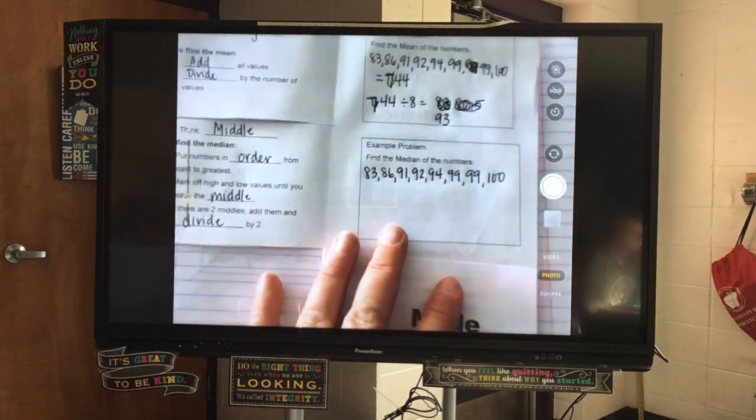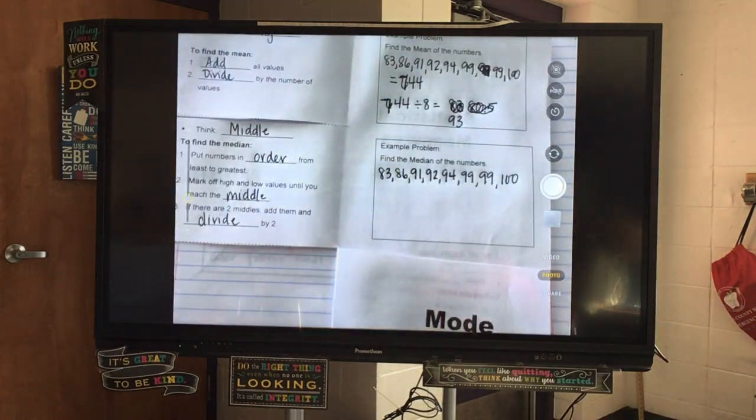So step number 1, put our numbers in order least to greatest. All right, step number 2 tells us to do what?